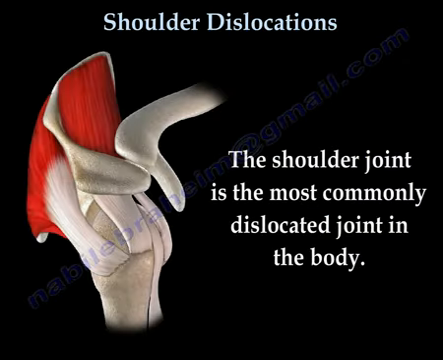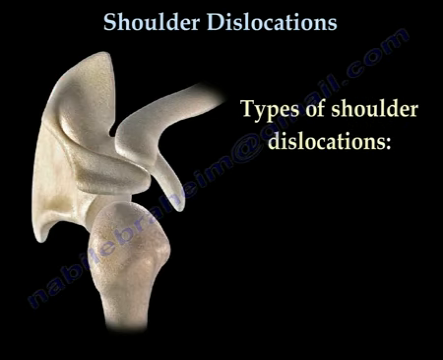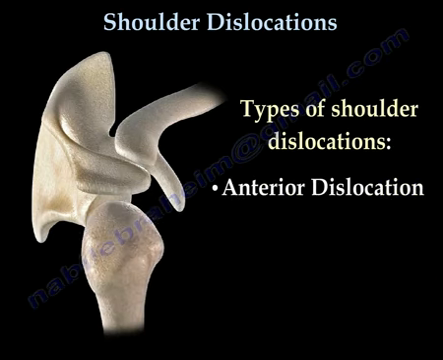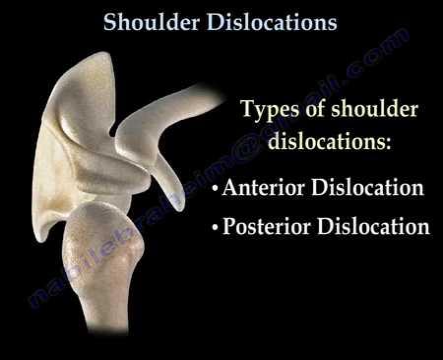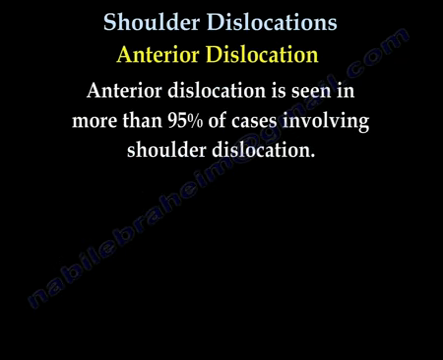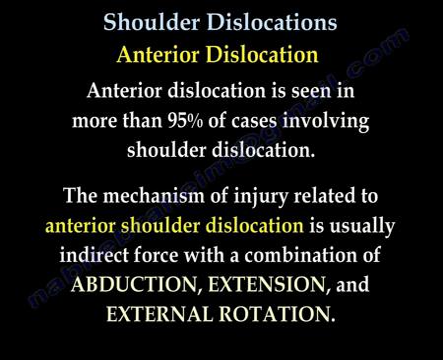The shoulder joint is the most commonly dislocated joint in the body. Types of shoulder dislocations include anterior dislocation and posterior dislocation. Anterior dislocation is the most common dislocation. The mechanism is abduction, extension, and external rotation of the arm.